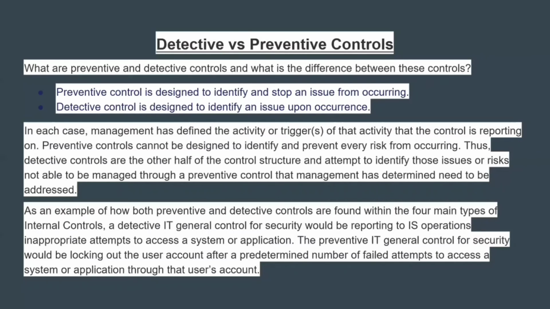The preventive IT general control for security would be locking out the user account after a predetermined number of failed attempts to access a system or application through that user's account. This is the major example for detective versus preventive control, which gives specific knowledge that this is the major difference.